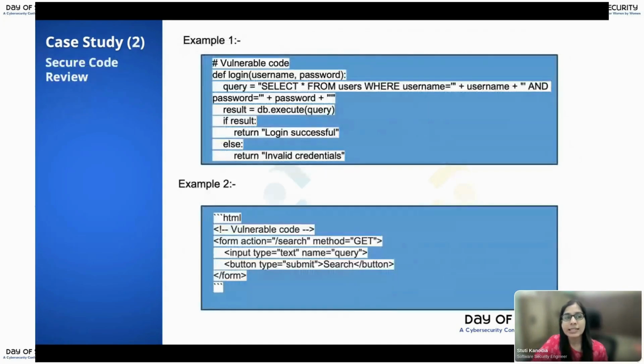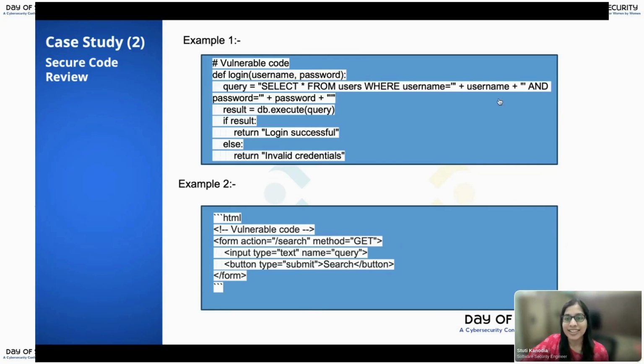The second case study is secure code review. There are two examples I have presented here. Both have some sort of vulnerability, and I can give you a hint: the first one someone has already guessed in the first case study. This is very easy to guess, and the second is also very easy. If anyone wants to guess what exactly the vulnerability in the code is, we can take 30 seconds if anyone wants to guess in the chat. Otherwise I can explain, and then we can see how to mitigate those vulnerabilities with the help of zero trust security.